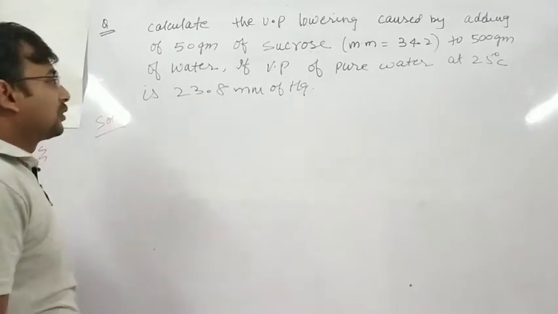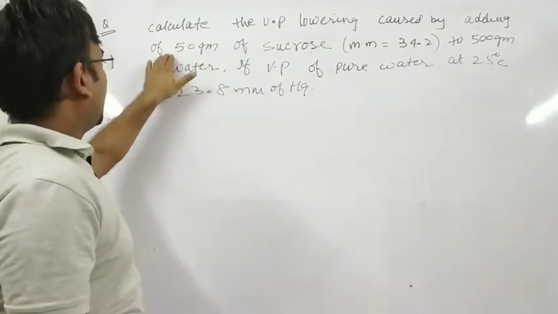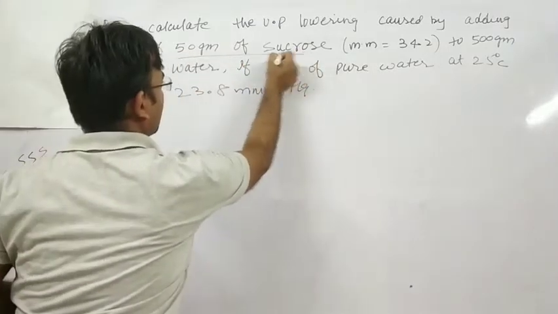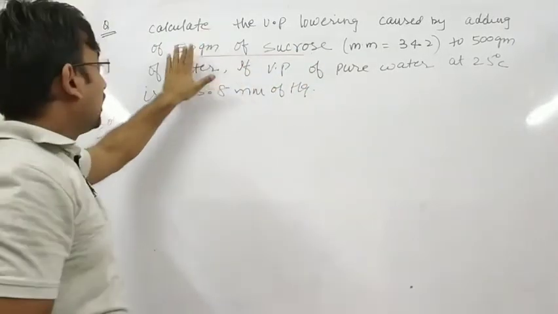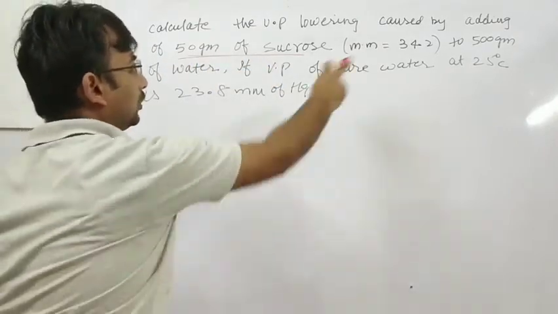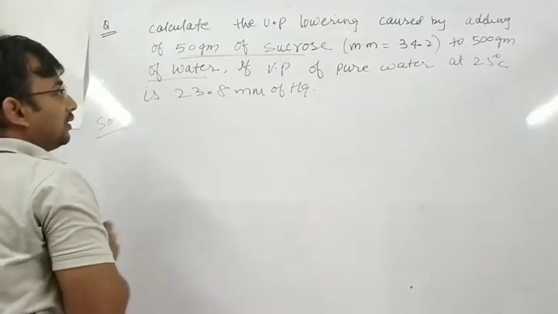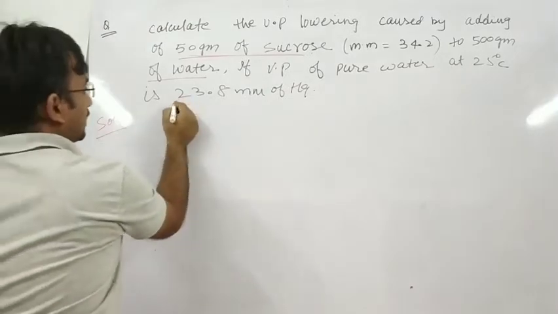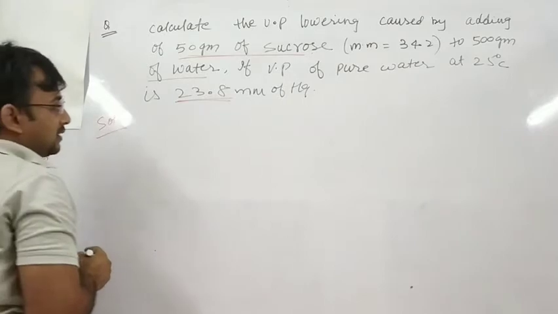Again we have a very simple question. Calculate the vapor pressure lowering caused by adding 50 gram of sucrose. That means we have a solute, not mentioned whether it is volatile or not, but we all know that sucrose is a non-volatile solute, to 500 gram of water. That means the weight of solvent is also given. The vapor pressure of pure water at 25 degrees Celsius is given, 23.8 mm of Hg.